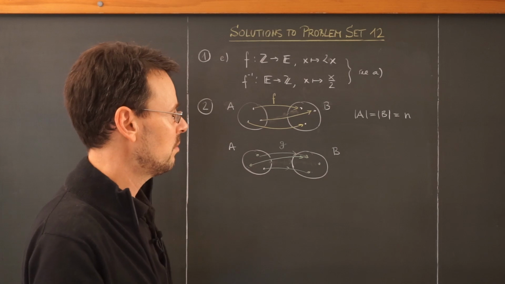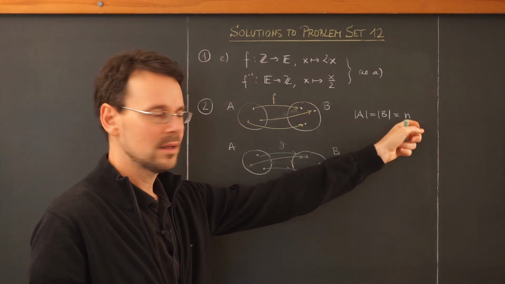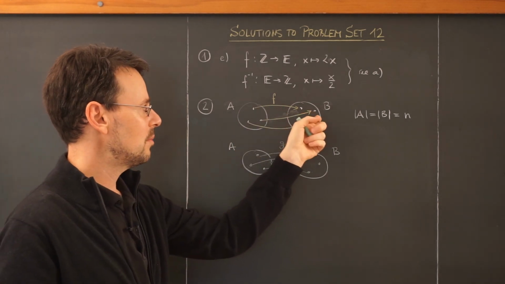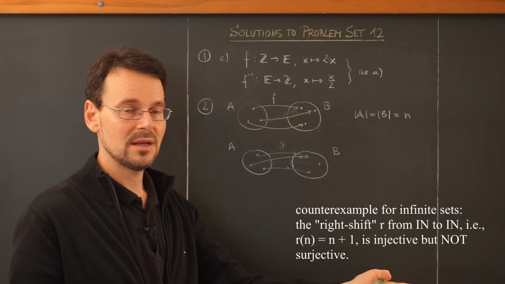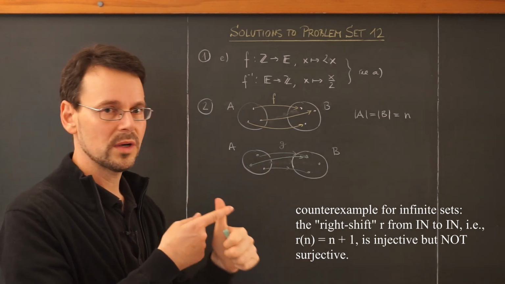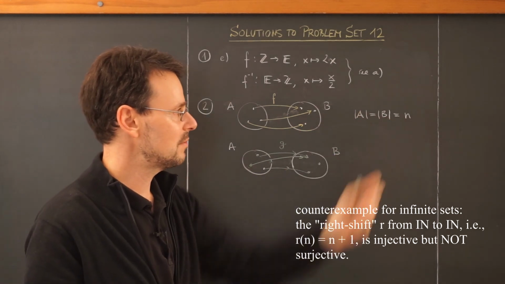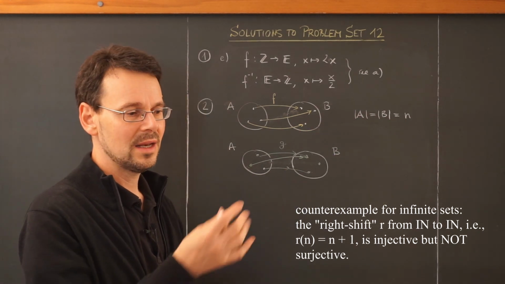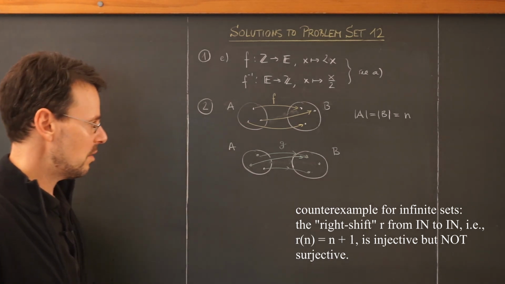But it's important to remember that for finite sets that have the same number of elements, an injective map is automatically surjective and then automatically bijective. So it suffices to check one condition. If I have a map between finite sets that have the same number of elements and it is injective, I already know that it is bijective. This is often useful.